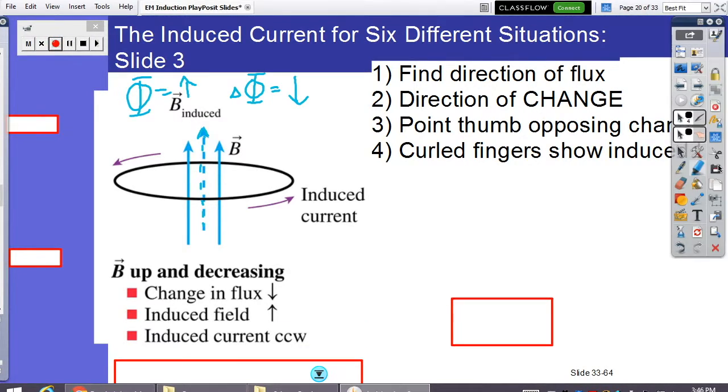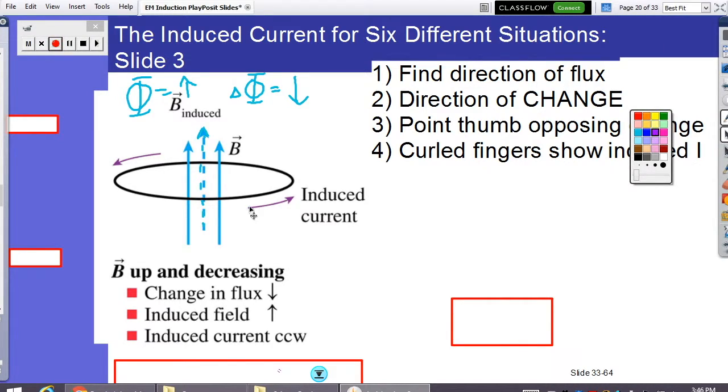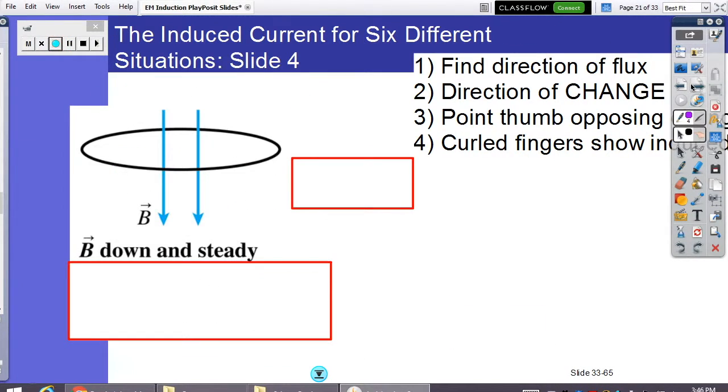So we're really using here that loop version of the right-hand rule that we had before, right? If I have a counterclockwise current, I'm going to get a field pointing up. So my current is trying to fight my change. All right, let's try this one. So now instead of our field being up, my field is being down. In this case, down and steady. So tell me, what current do you think we're going to get here?